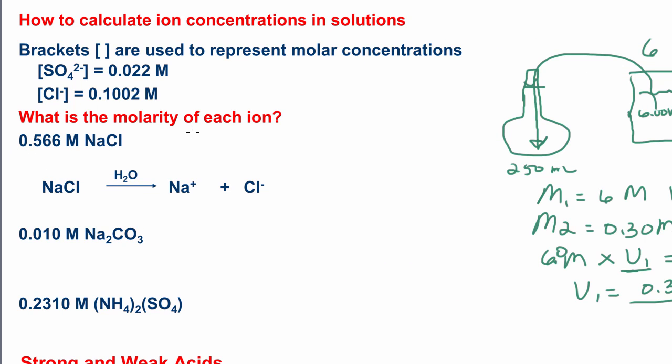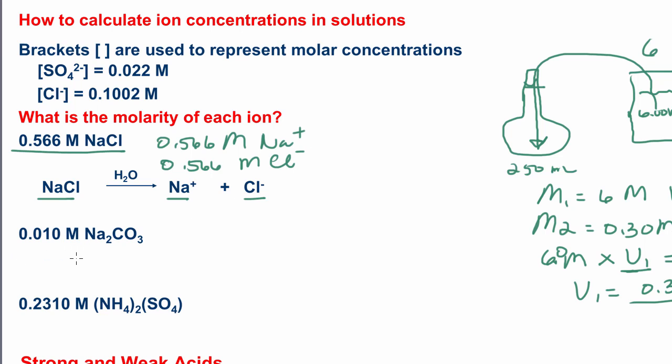and we're asked what is the molarity of each ion. So we have 0.566 molar sodium chloride, and we put that into water, and it completely dissociates into sodium and chloride ions. We have a 1-to-1 ratio, so that means we have 0.566 molar sodium ions and 0.566 molar chloride ions. Here we have 0.01 molar sodium carbonate. I'm going to write the dissociation here. We put that into water. It completely dissociates into 2 moles of sodium ions plus 1 mole of carbonate ions.